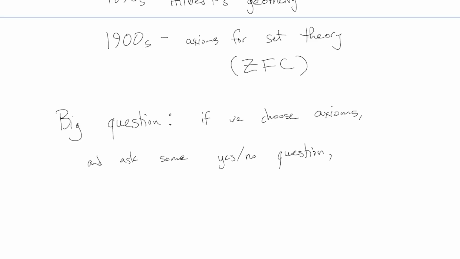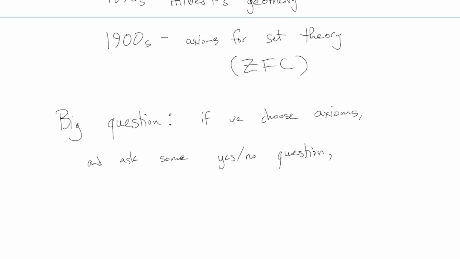Then, is there always a way to answer the question yes or no and prove the answer based on the axioms? If we choose some axioms, say for geometry, and then ask some yes or no question, like, is there such a thing as a triangle that has this or that property? You feel like, well, you should be able to figure that out. I mean, maybe you're not smart enough to figure it out, but in principle there should be some way to figure it out. This is the question that Hilbert was asking.